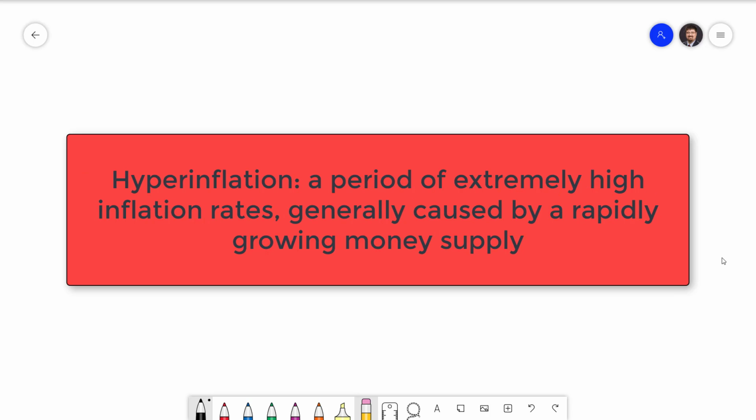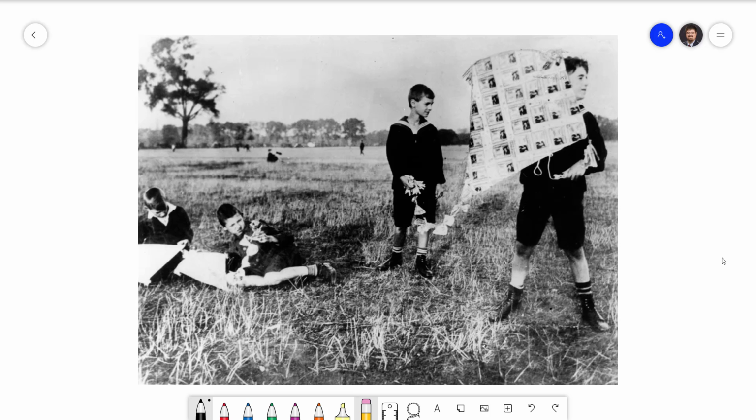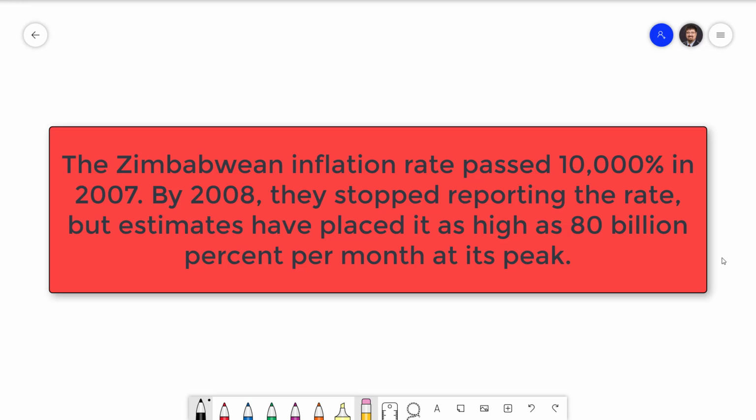Governments printing too much money can lead to hyperinflation. This is basically a period of extremely high inflation. Germany in the 1920s was an example of this, where the German mark became almost worthless. Money was worth so little in Germany during the 20s that children made kites out of money. Another recent example of inflation was Zimbabwe in the 2000s. At one point, the inflation rate in Zimbabwe exceeded 10,000%.